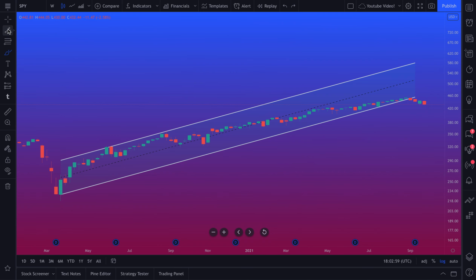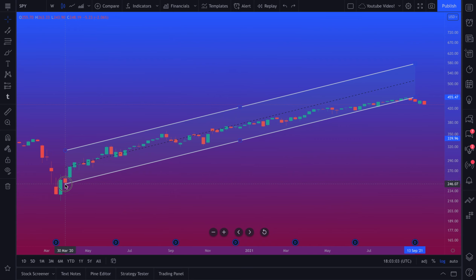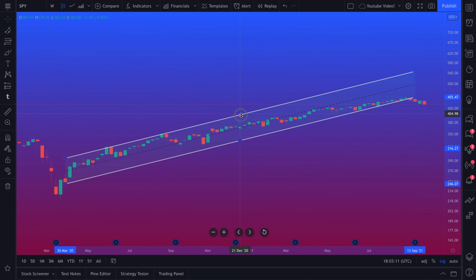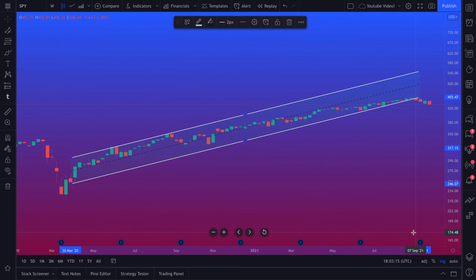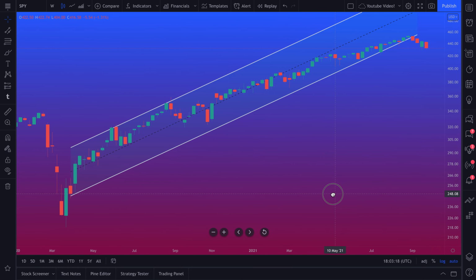So we're actually going to revise our channel by clicking this and dragging it here to this day. So it's the day after, or in this case, we're looking at a weekly chart, so it'd be the week after this big green candle. And now we can drop this down to these high points. And now what we have here is this channel.